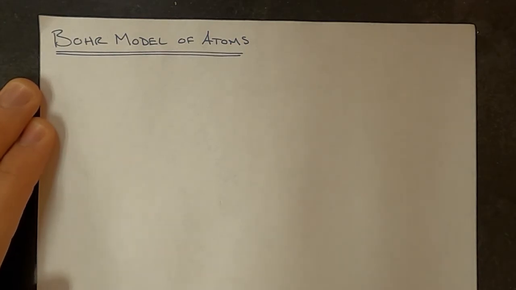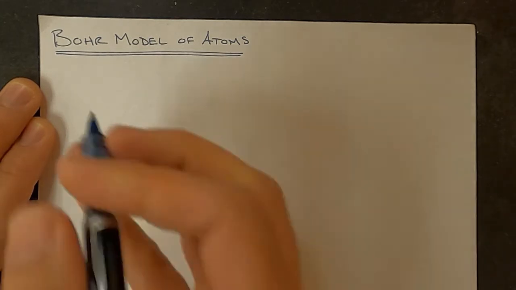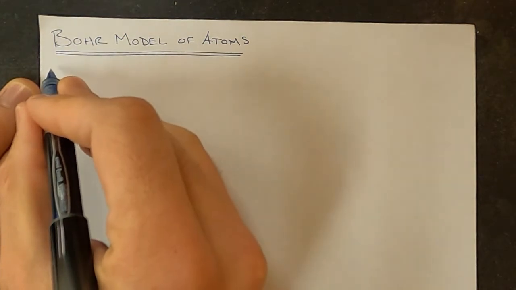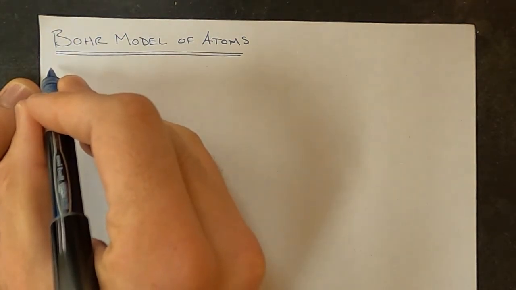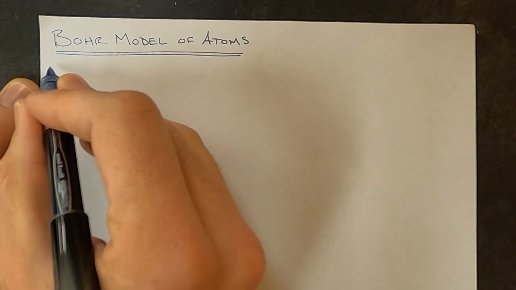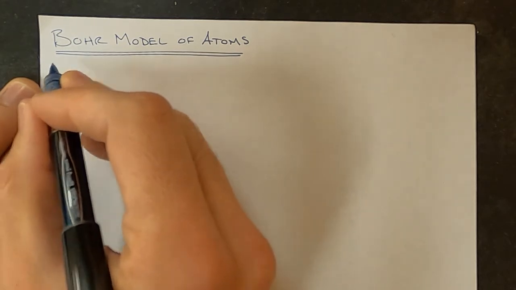It also explained why, when certain atoms, atoms of certain elements, are heated or electrified, they give off light, but not a continuous spectrum of light, only light in specific colors. The Bohr model ends up being not completely accurate, but it does a good job of explaining a lot of the things for high school level concepts.